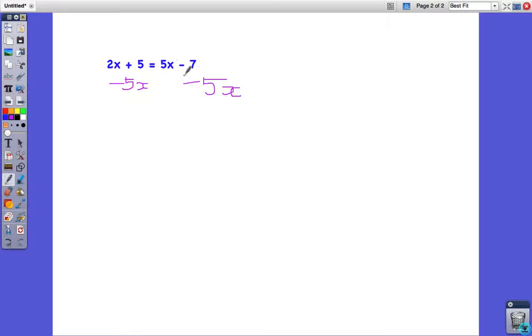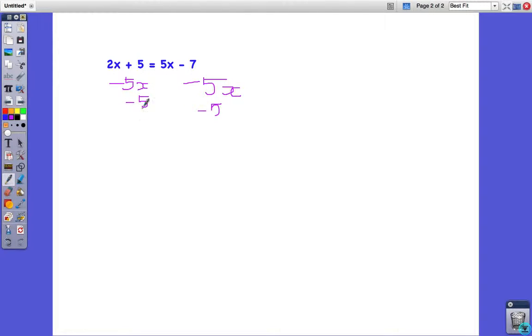Now, let's just leave the 7 where it is because I want the numbers on this side. This time I need to get rid of the 5. What is the opposite to plus 5? It's minus 5. So minus 5 from that side and minus 5 from that side.